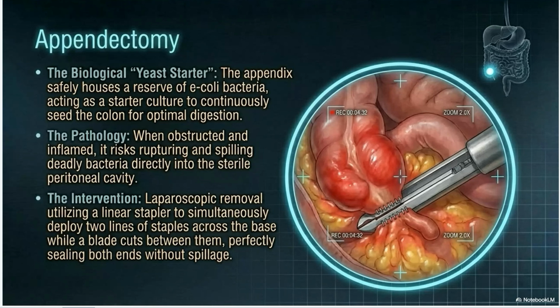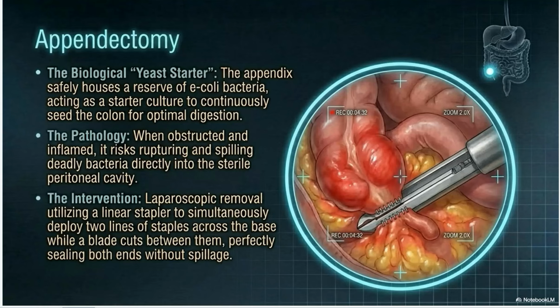If untreated, the appendix can rupture, releasing bacteria into the abdominal cavity, causing a dangerous infection known as peritonitis. Because of this risk, appendicitis is considered a surgical emergency. During an appendectomy, the surgeon removes the appendix and seals the connection to the cecum. Many appendectomies today are performed using laparoscopic techniques, which involve small incisions and specialized instruments.